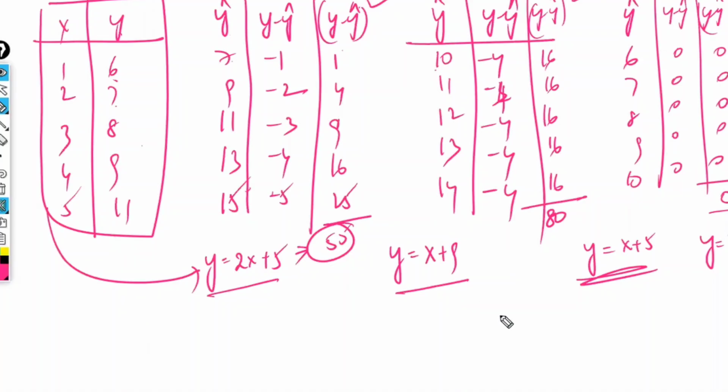But whether to go with x plus 5.1 or 0.99 x plus 5.2, which is best? Out of all of them, the one which gives the minimum sum of squares of errors, that is best.